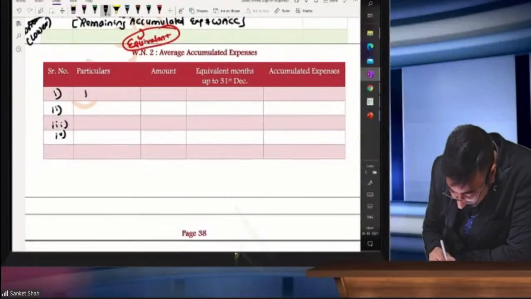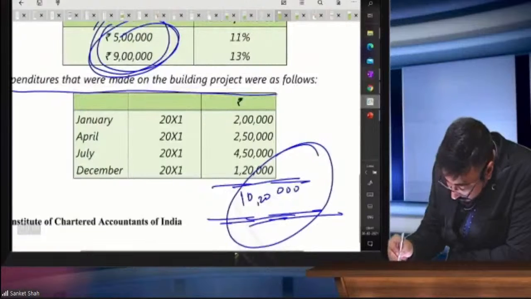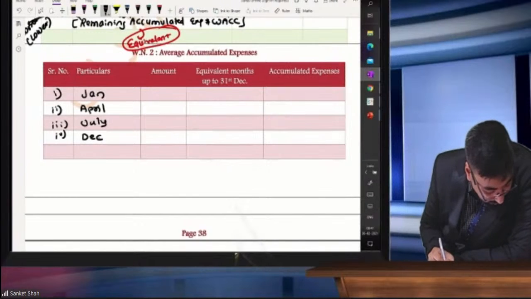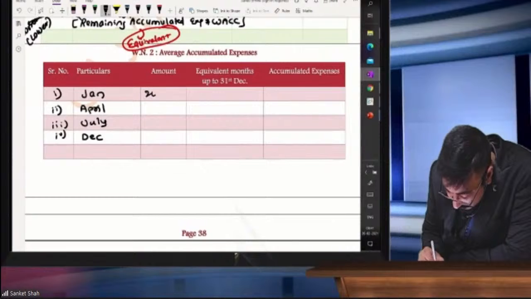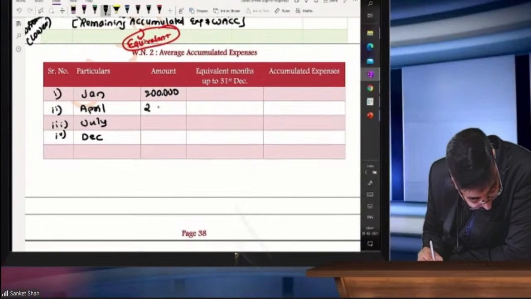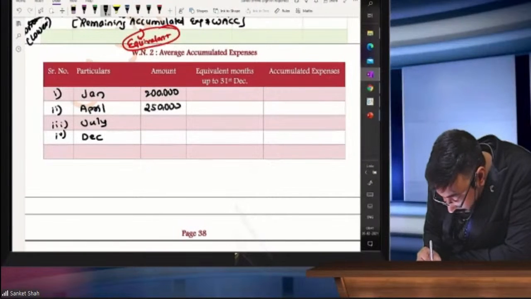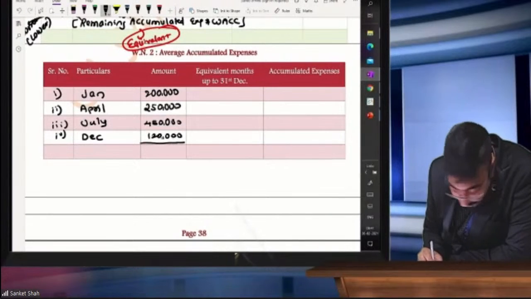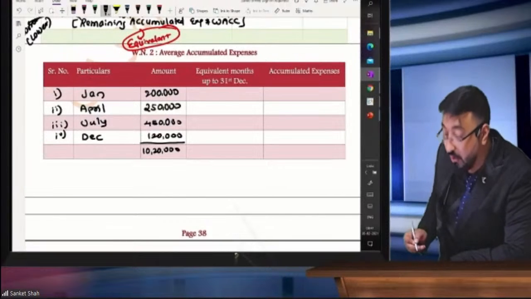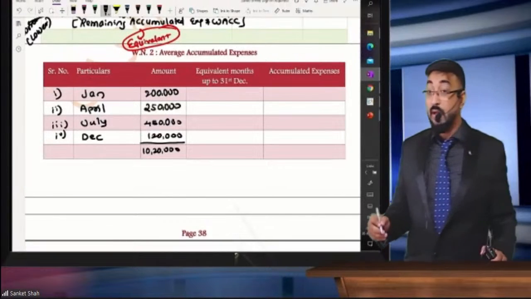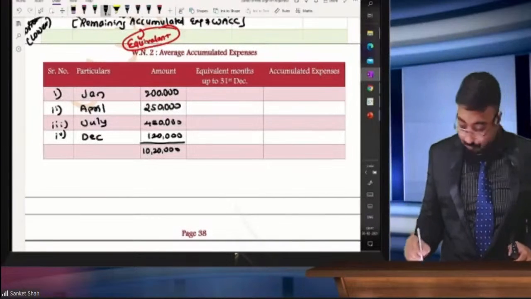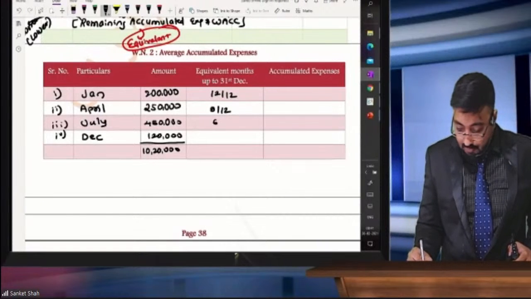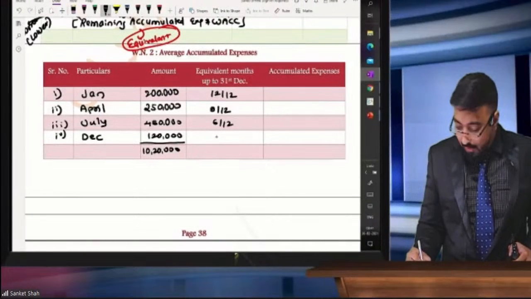Okay. So Jan, then the next one is in April, July, and December. But what is the amount? 2 lakhs, 2 lakh 50,000, 4 lakh 50,000, 1 lakh 20,000. Beta Yash, you have to tell me all the working notes also, the format of working notes. You have to revise this problem, so be prepared for it. 12 by 12, 9 by 12, 6 by 12, and 1 by 12.